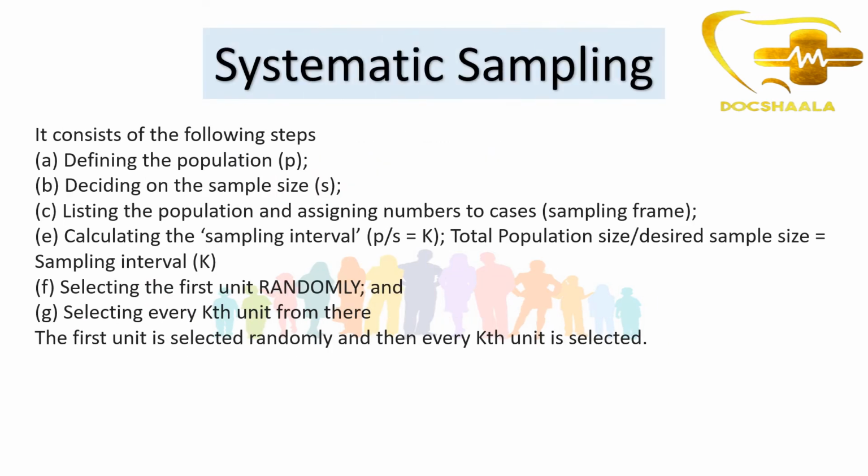Then coming to systematic sampling. Systematic sampling consists of the following steps. Defining the population, of course, deciding on the sample size, listing the population and assigning numbers to cases. Sampling frame is done like that, and then calculating the sampling interval. The total population size divided by the desired sample size equals the sampling interval. Then selecting the first unit randomly and selecting every kth unit from it. So only the first unit is selected randomly. Then every kth unit, that is the nth unit, from there is selected.